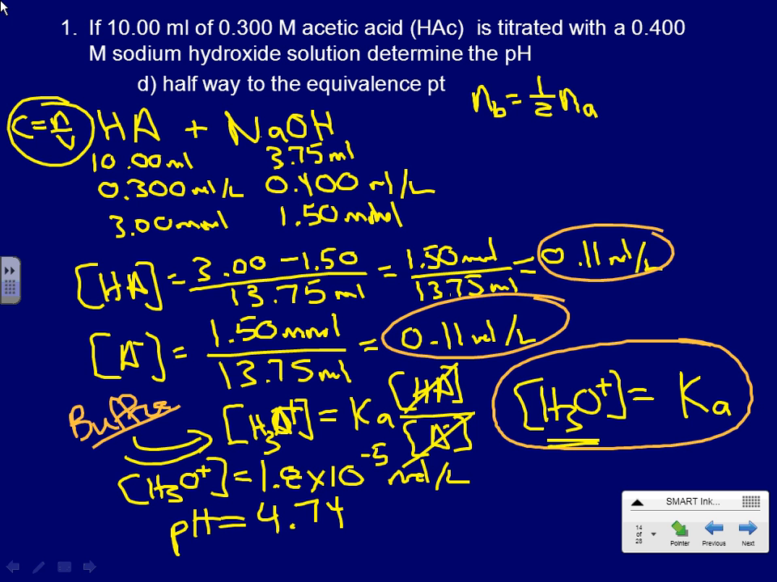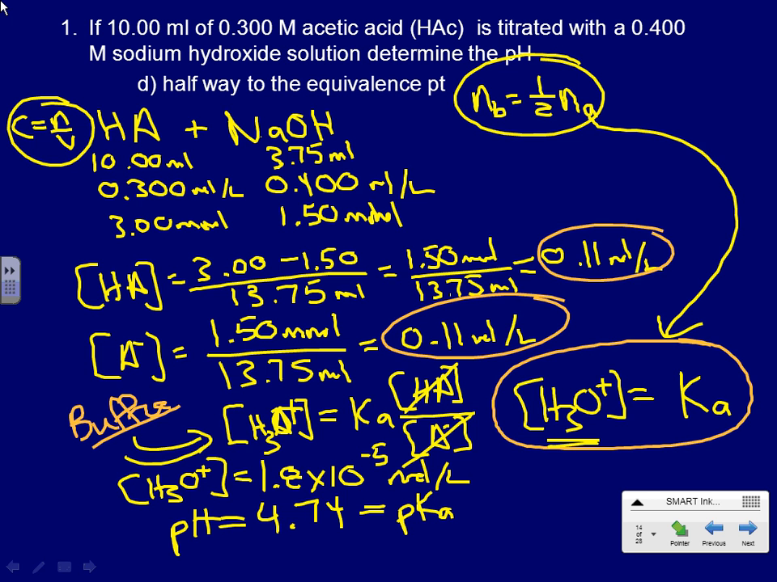All right, and therefore, if we wanted to work backwards the other way, you'll learn in the future that that number is also equal to what we would call the pKa. The pKa. It's related to the Ka. All right, that's kind of neat. Halfway to the equivalence point, we have this special scenario where the Ka is equal to the concentration of H3O+, which means we can get it from the pH. That's kind of neat.